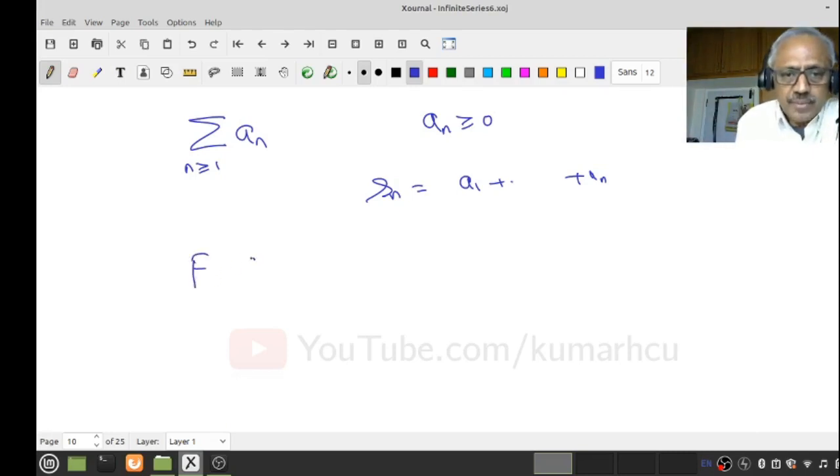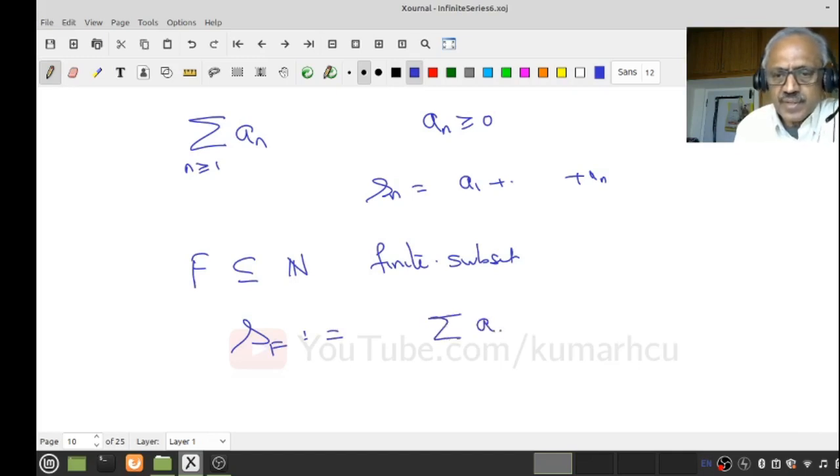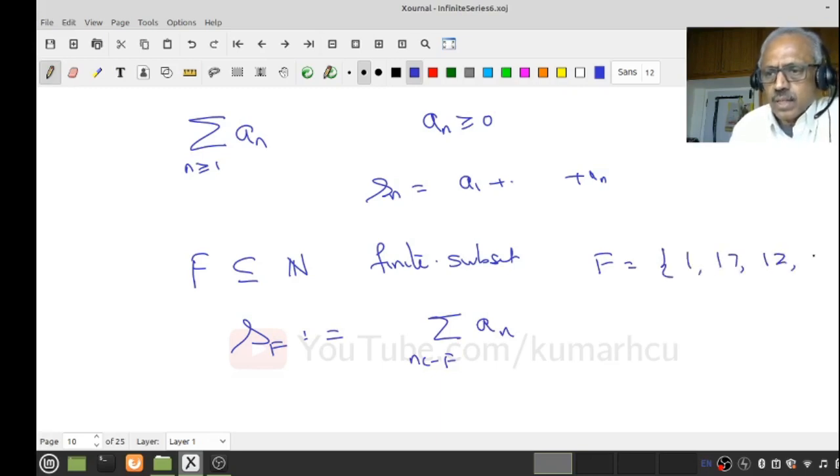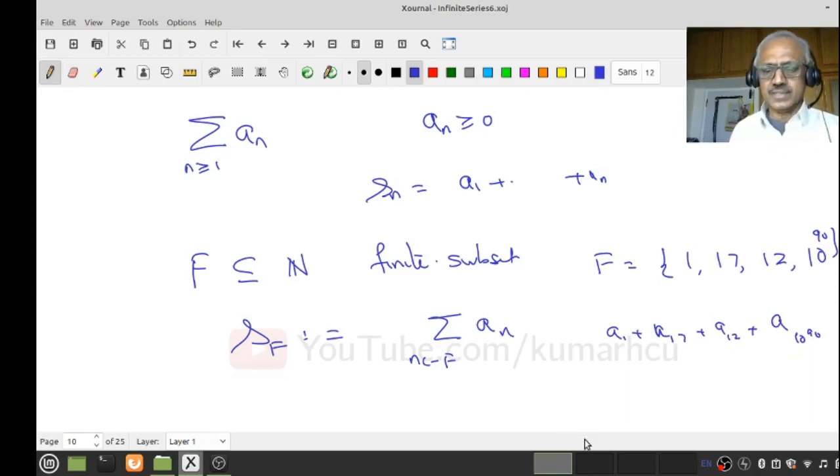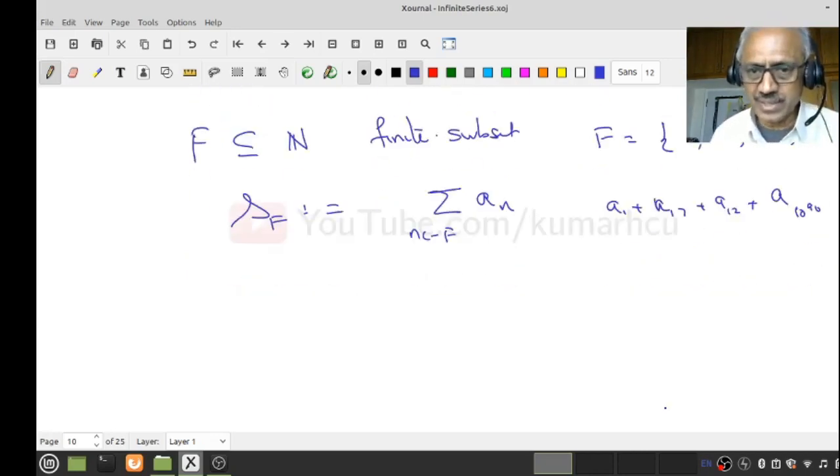Let F be a finite subset of N. Hereafter, F will also stand for a finite subset. Let me look at S_F to be the summation of a_n where n is in F. For example, if my F is {1, 17, 12, 10^90}, then this will be a_1 plus a_17 plus a_12 plus a_10^90, like that. Notice that these are finite sums, and therefore the order in which they occur does not matter at all. Do you understand that?